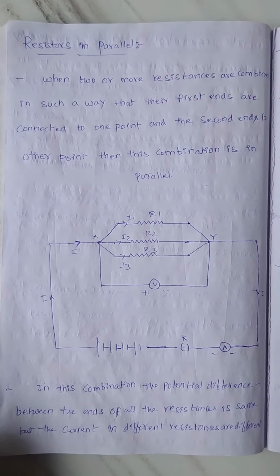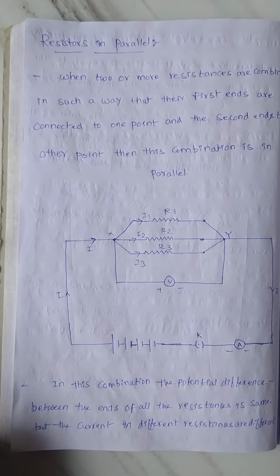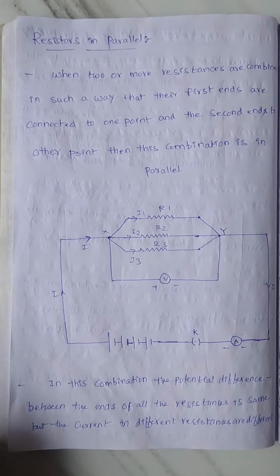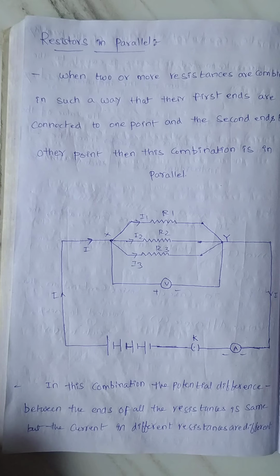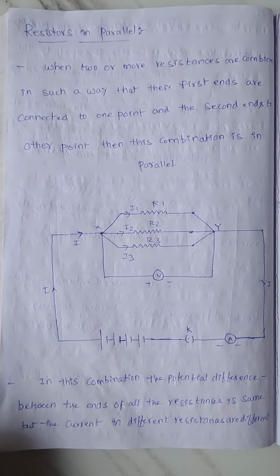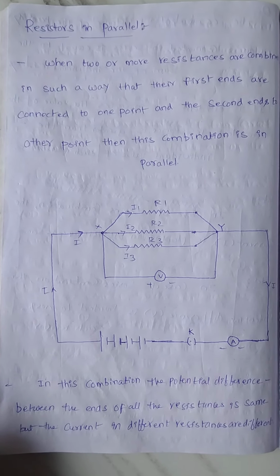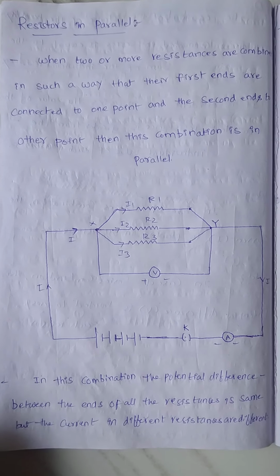Today I am going to discuss one more concept, that is resistors in parallel. Already we discussed resistors in series, and we derived the resistors in series formula: R equivalent equals R1 plus R2 plus R3.